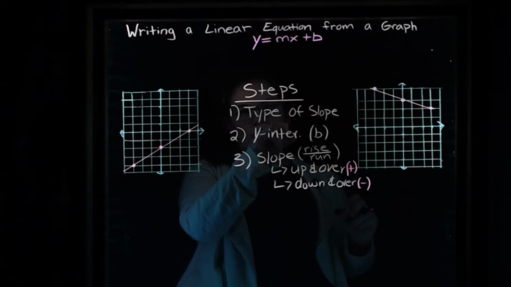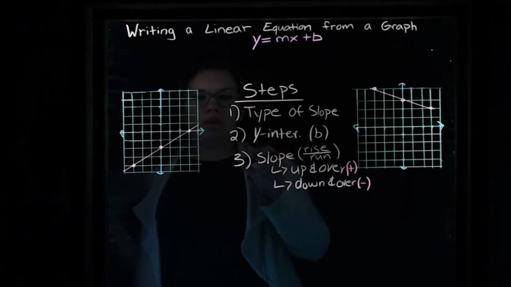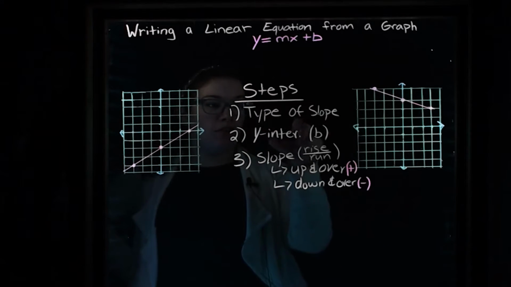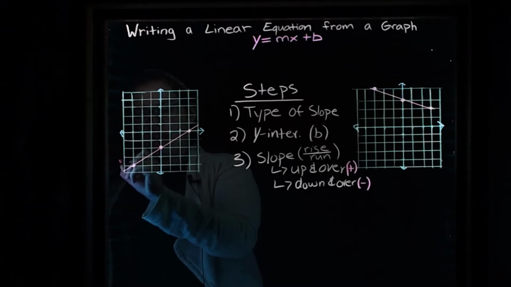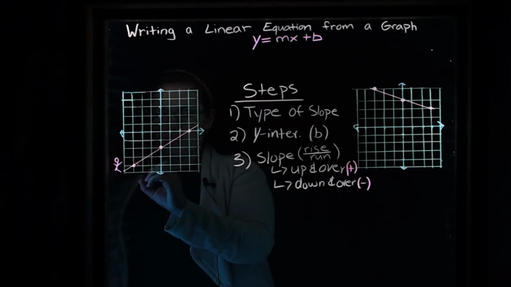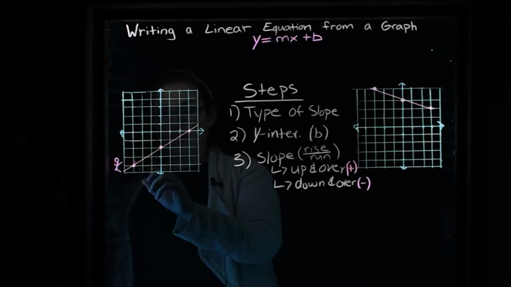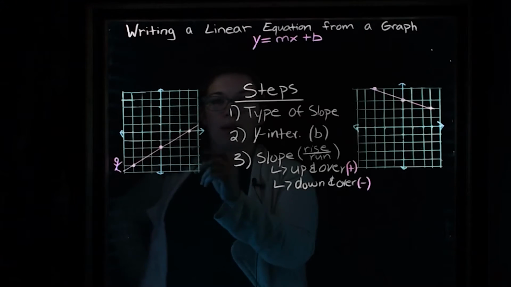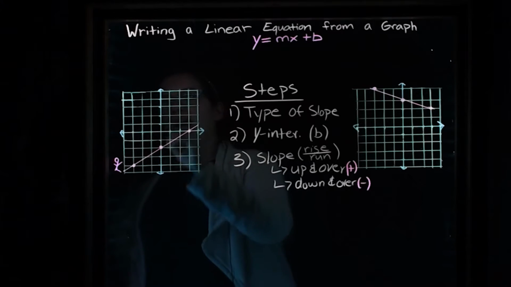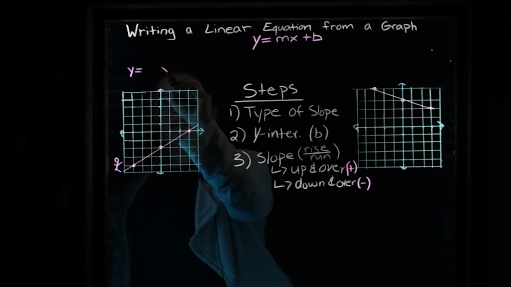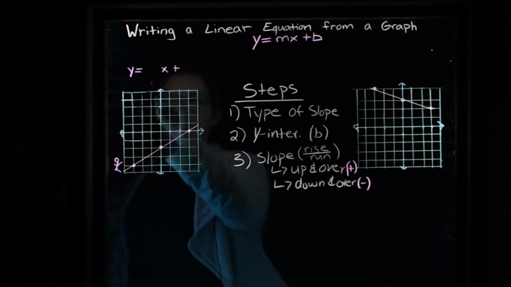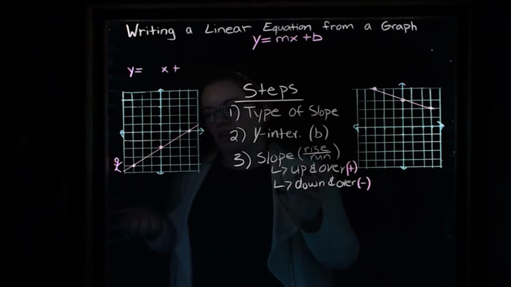Okay, my first step, my type of slope. In my other video, I do have a video called Type of Slope. I remembered that I look at my line with my little person, and he's going to go from left to right, and he stops at this line. In order to keep going to the right, he has to climb up. So I know this is going to be a positive slope. So I'm going to go ahead and write y equals blank x plus blank.